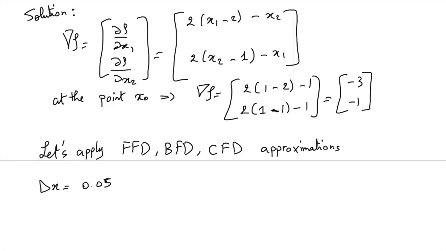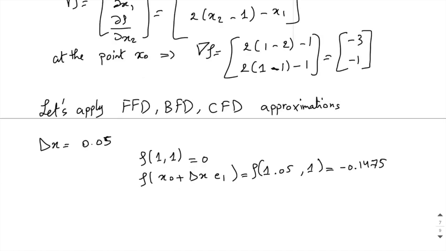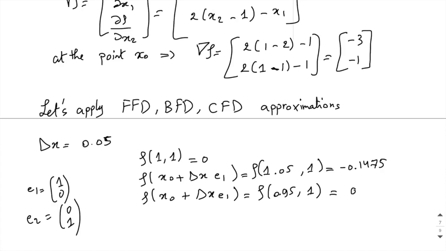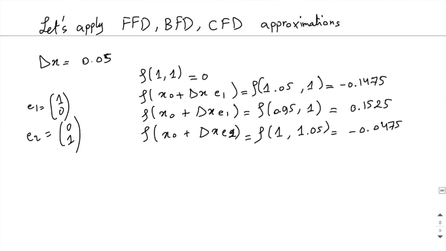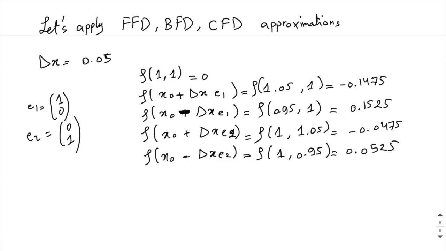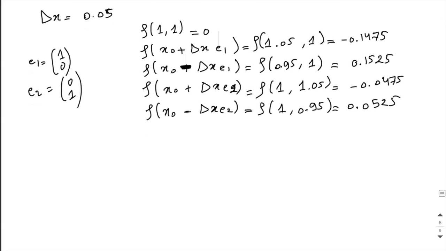So with delta x equals 0.05. So f at 1, 1 will be equal to 0. F of x0 plus the first delta will be like this, with E1 is 1, 0 and E2, 0, 1. F of x0 plus delta x E1 can be calculated. So I will put all the calculation here. So in one direction and in another direction, we will get these values. Yeah, here I have to put minus. So plus minus. And we will get these values. So we have to write all of these things.